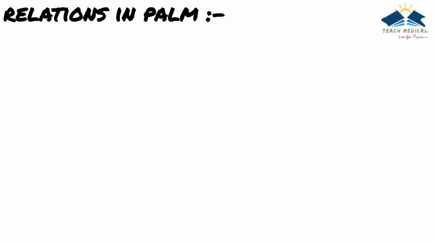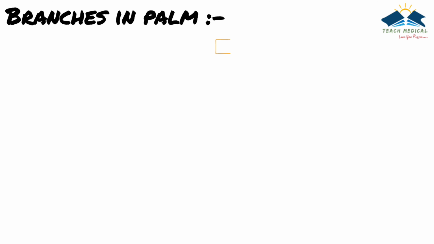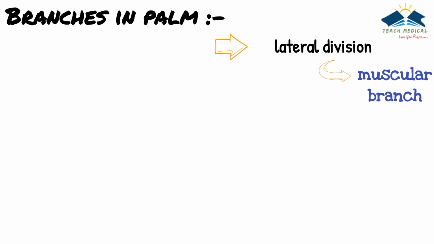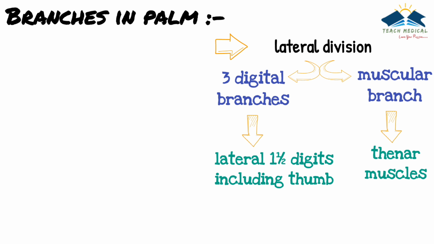Relations in palm. The median nerve enters the palm by passing deep to the flexor retinaculum, through the narrow space of the carpal tunnel. Immediately below the retinaculum, the nerve divides into lateral and medial divisions. Branches in palm. First, the lateral division gives off a muscular branch to the thenar muscles, and 3 digital branches for the lateral 1½ digits including the thumb.